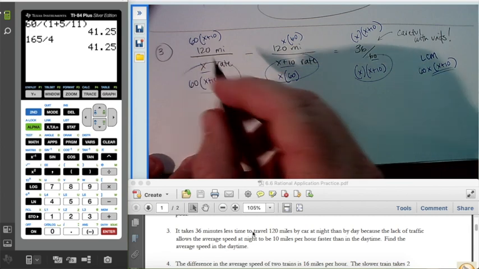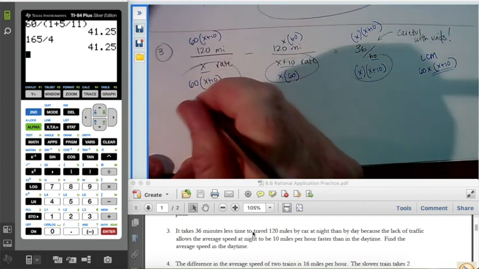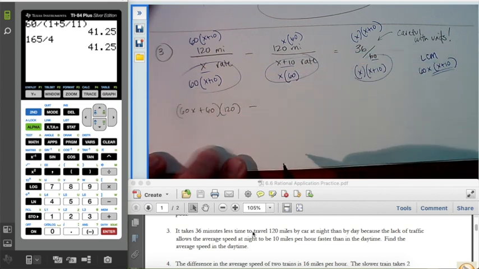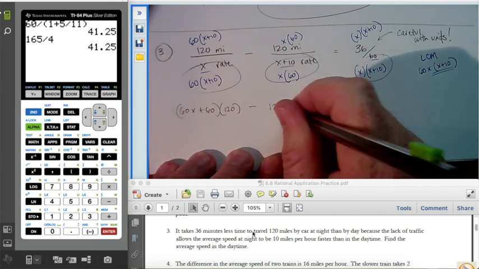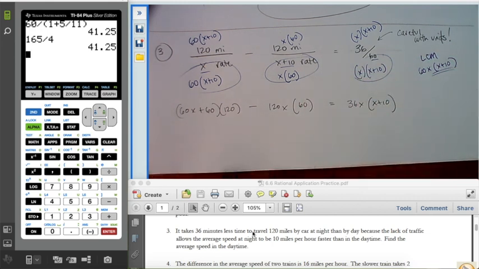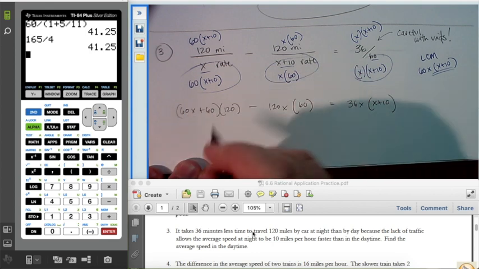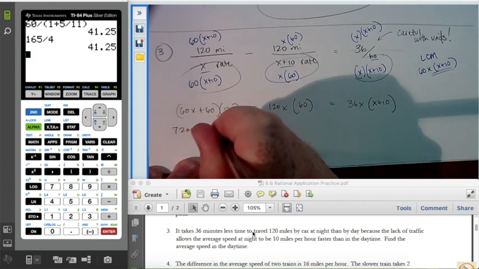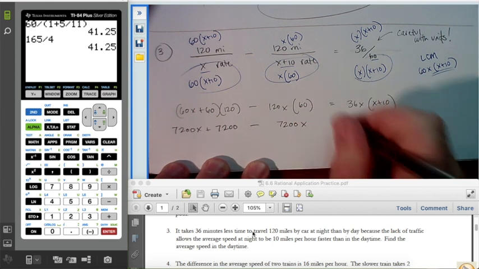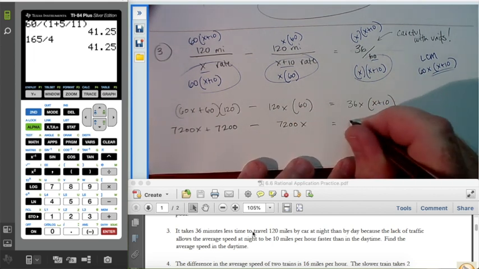So I'm going to multiply all of this stuff together. I've got 60x plus 60. I'm still going to have to multiply that by 120. I've got a minus 120x that's going to need to multiply by 60. And on the right-hand side, I've got 36x that needs to multiply by x plus 10. So another round of distributive property. These numbers are getting kind of large.